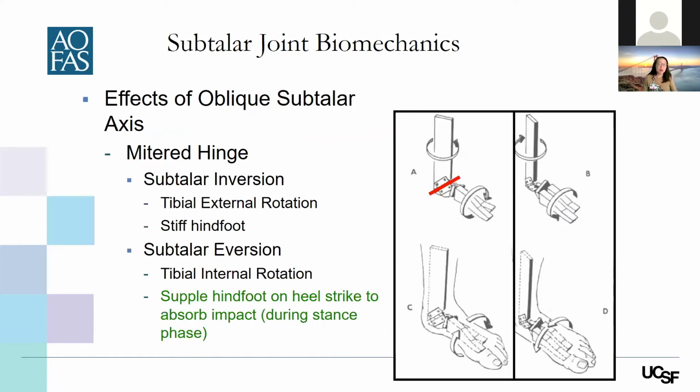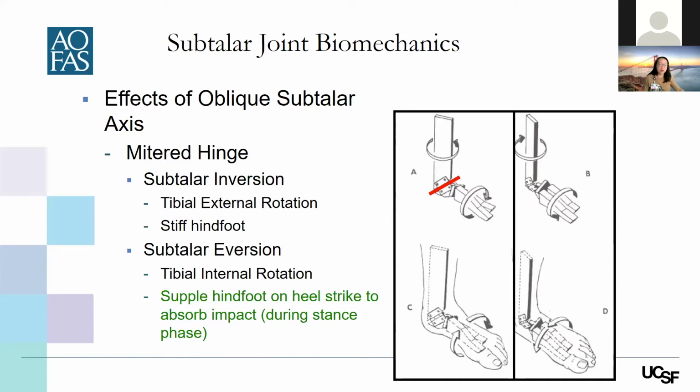The subtalar joint also has an oblique axis, the red line that I've drawn here. When the subtalar joint is in inversion, your tibia will externally rotate, and that causes a stiffened hindfoot. The way I remember this is, if you look down at your foot and invert your ankle or subtalar joint, your knee has to move outwards for you to see it. So with inversion, there's external rotation of the tibia.